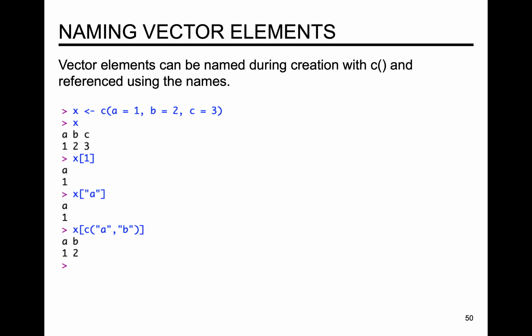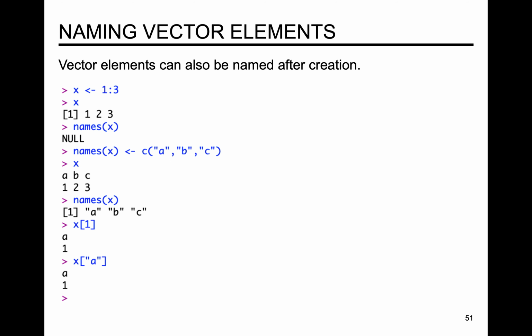I could also pass a vector in as an index, where the vector is a vector of names. So here I type x square bracket, and then I create a vector containing the names a and b, and then of course it returns the elements with names a and b.